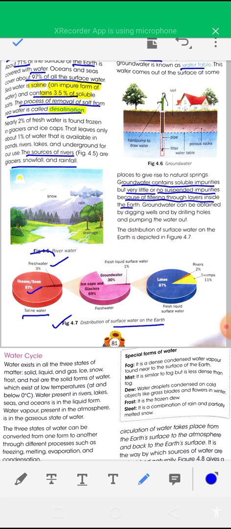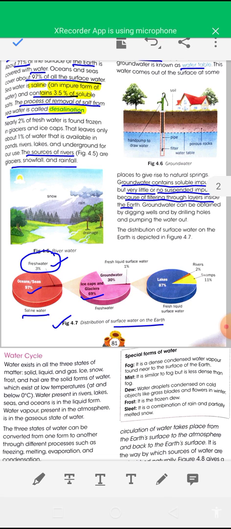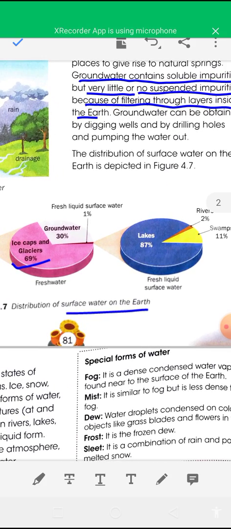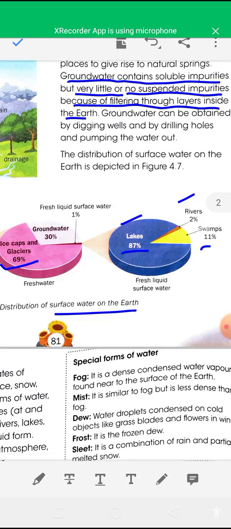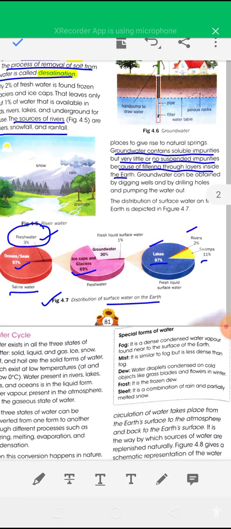And of this total fresh water, 69% is coming from ice caps and glaciers, 30% is coming from groundwater, and 1% is from fresh liquid surface water. This 1% fresh liquid surface water is from 87% lake water, 2% river water, and 11% swamps. So this figure shows the distribution of surface water on the earth.